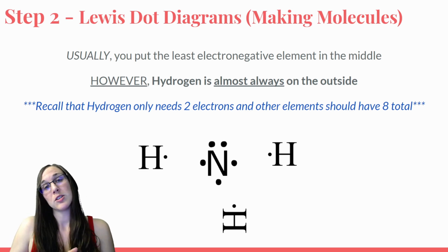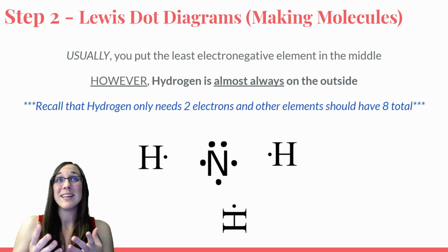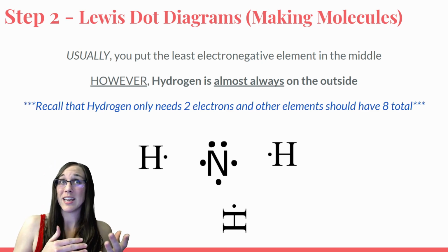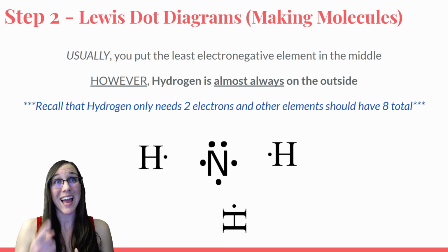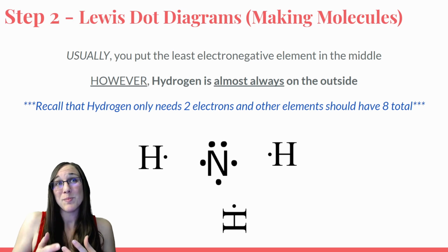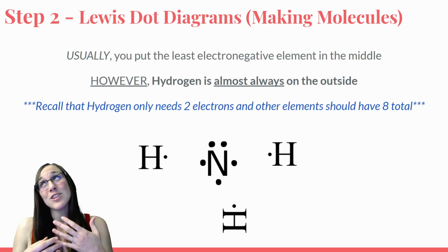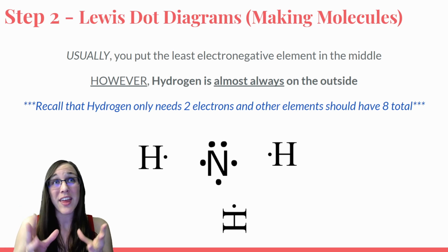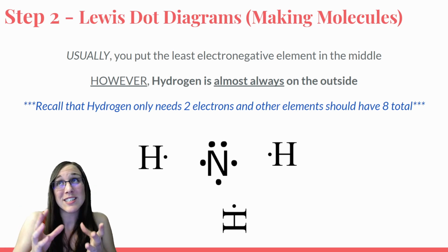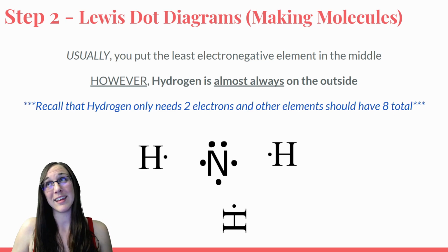However, the exception to this rule is that hydrogen, even though it is very not electronegative, is usually going to end up on the outside of the molecule. And that's because hydrogen's special. Recall that it only needs 2 electrons. It doesn't actually need the 8 for the octet thing that all the other ones need. Hydrogen's satisfied with 2. It's easily pleased.